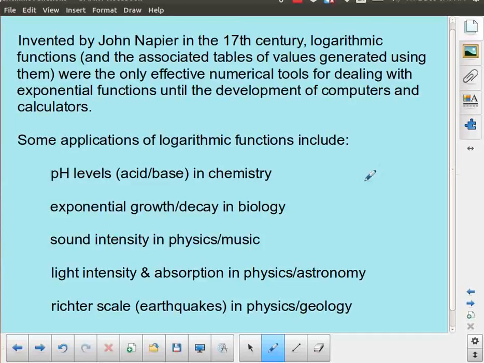And there are a number of areas. I'm not saying that he necessarily was concerned with these particular areas, but there are a number of areas in the natural sciences where logarithmic functions are essential for doing the work. So pH levels in chemistry, exponential growth and decay problems in biology, sound intensity, light intensity from physics, and the Richter scale, which is how we measure earthquakes in physics and geology. All of those make use of logarithmic functions.